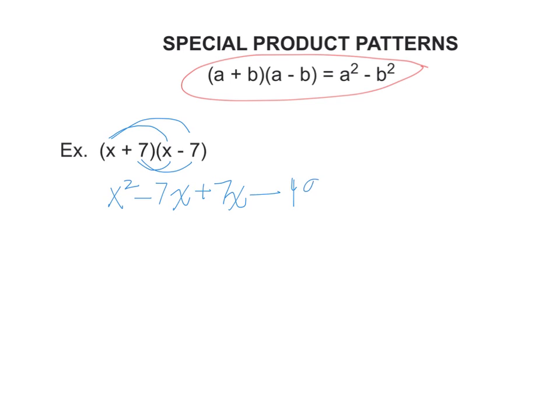minus 49. Doesn't look special, but when you start combining like terms, these two x terms in the middle cancel each other out. We're left with just x squared minus 49, only two terms. The special product pattern that this is creating is listed here above. Like I said, this isn't the last time you're going to see it. It's a pretty common thing we'll discuss later on in the course. All right, go ahead and give this a try.